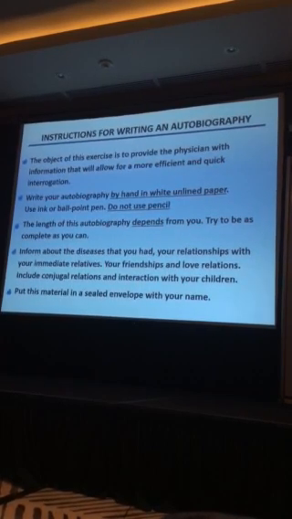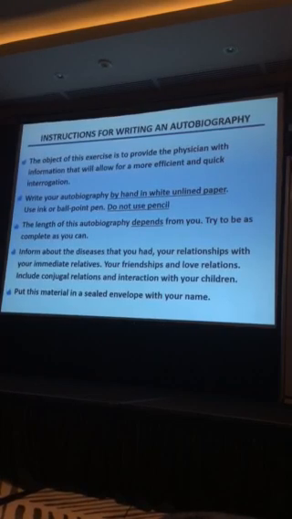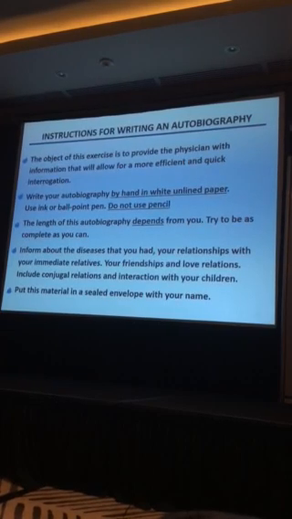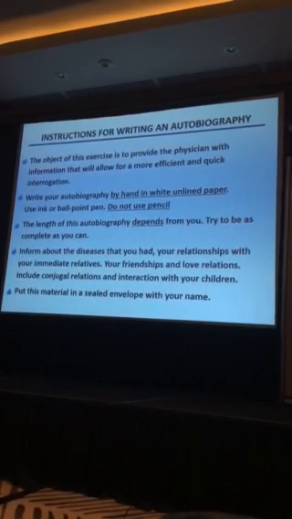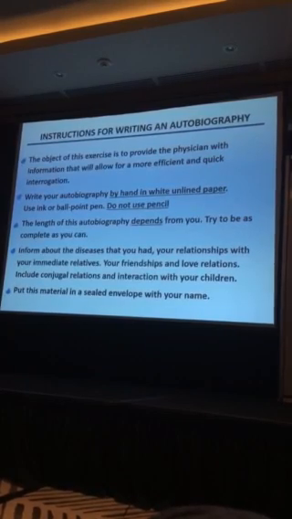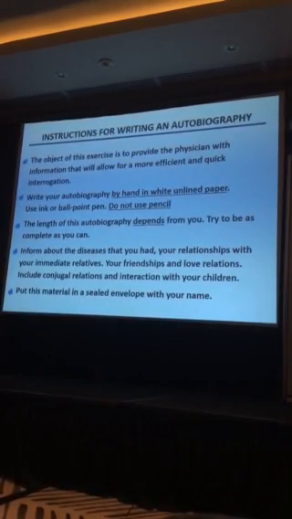Inform about the diseases that you've had, your relationships with immediate relatives, your friendships and love relations. Include conjugal relations and interaction with your children. Put this material in a sealed envelope with your name. Some patients ask that this be given back to them. I mean, okay, you want this back? Here it is. No problem. Most of the patients do not.